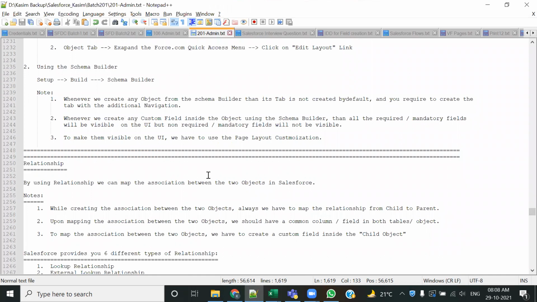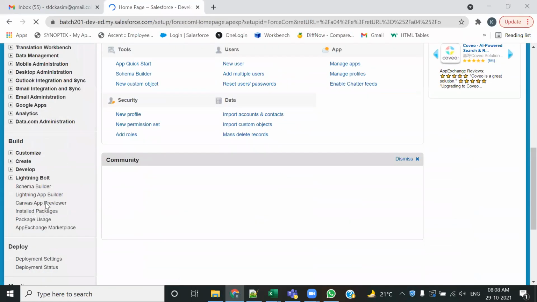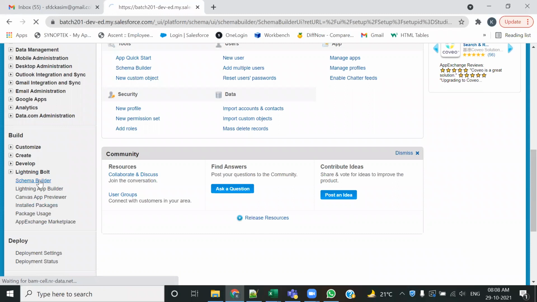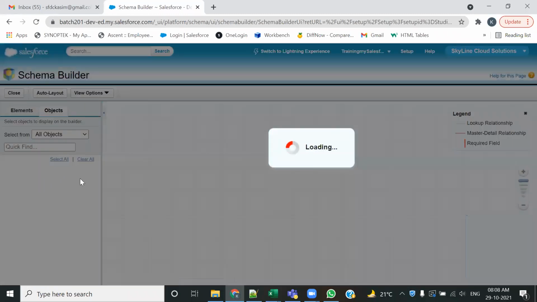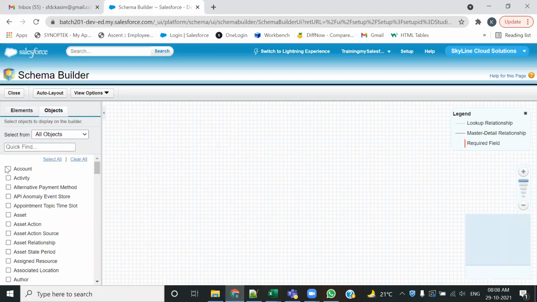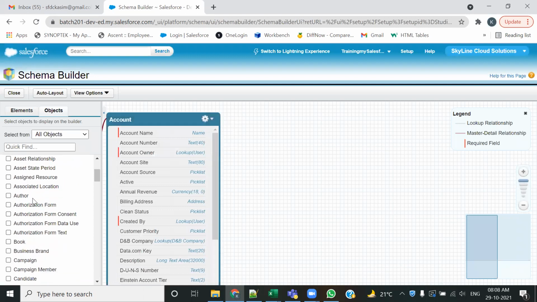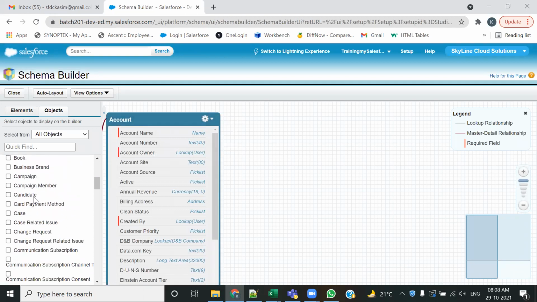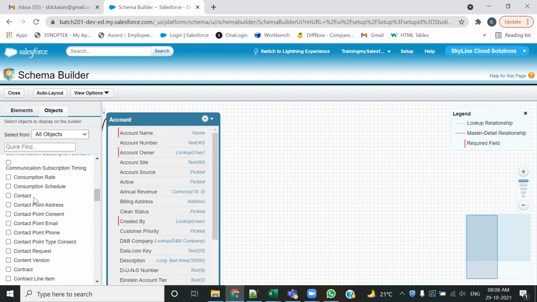Now let's start with a new concept. So it's relationship. So what exactly does it mean by the relationship? Let me show you something. Let's go to the Schema Builder once again. Now here, if I bring a few of the standard objects like account, and then probably the contact or the cases, any one of them.